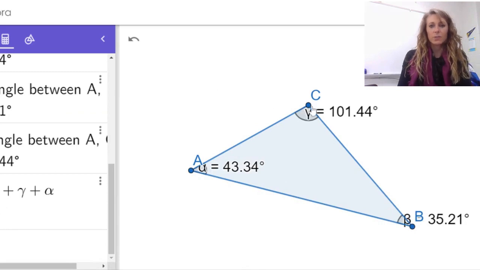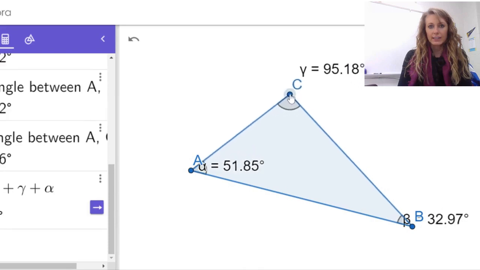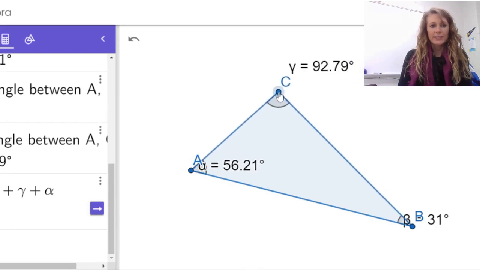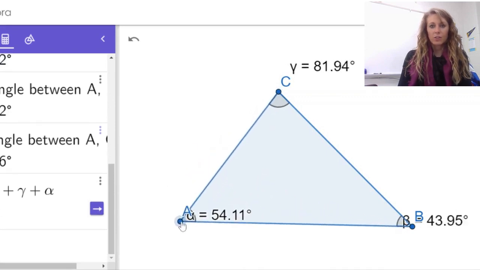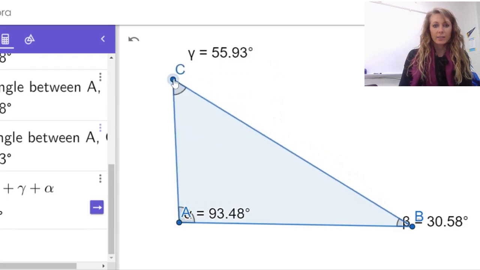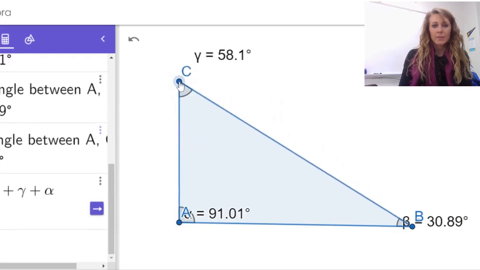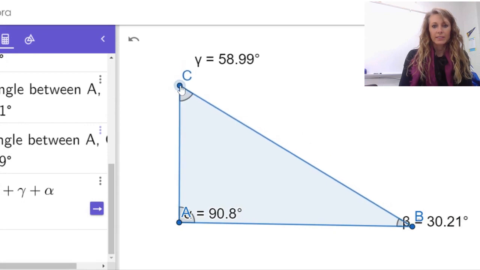And if I use my mouse tool and I move a vertex, notice that these 3 angle measures are all changing. So we could make it an acute triangle. So every single angle is less than 90 right now. That's called an acute triangle. I could adjust it until I get a right triangle somewhere. Let's see if I can get it perfect.